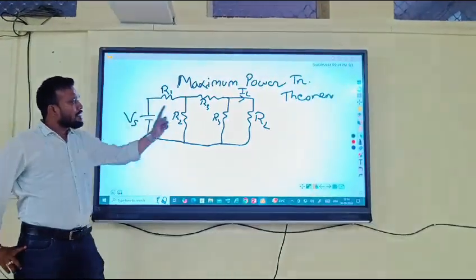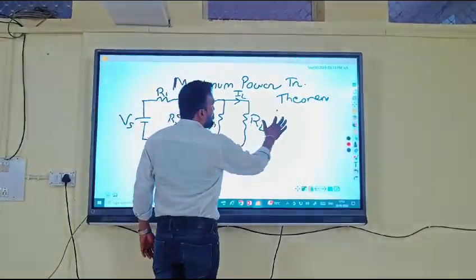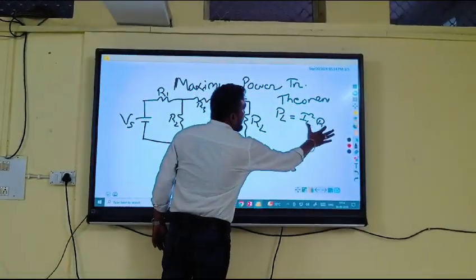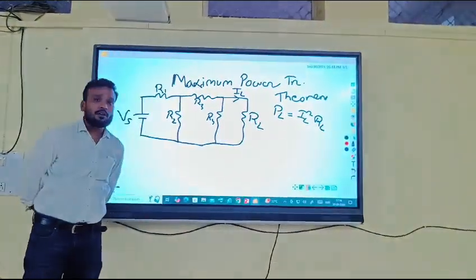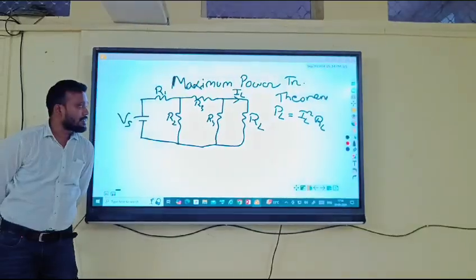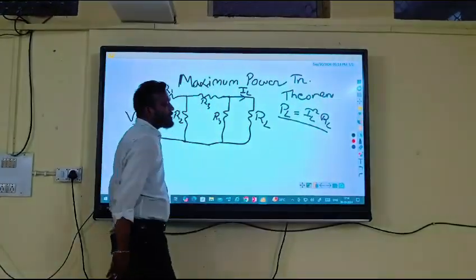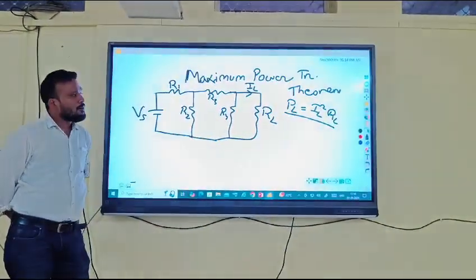Then from this load current, the power supplied to the load will be PL equals IL square RL. That means the square of the current flowing through the load times the load resistance. Now, when will this power be maximum? How will we calculate it?